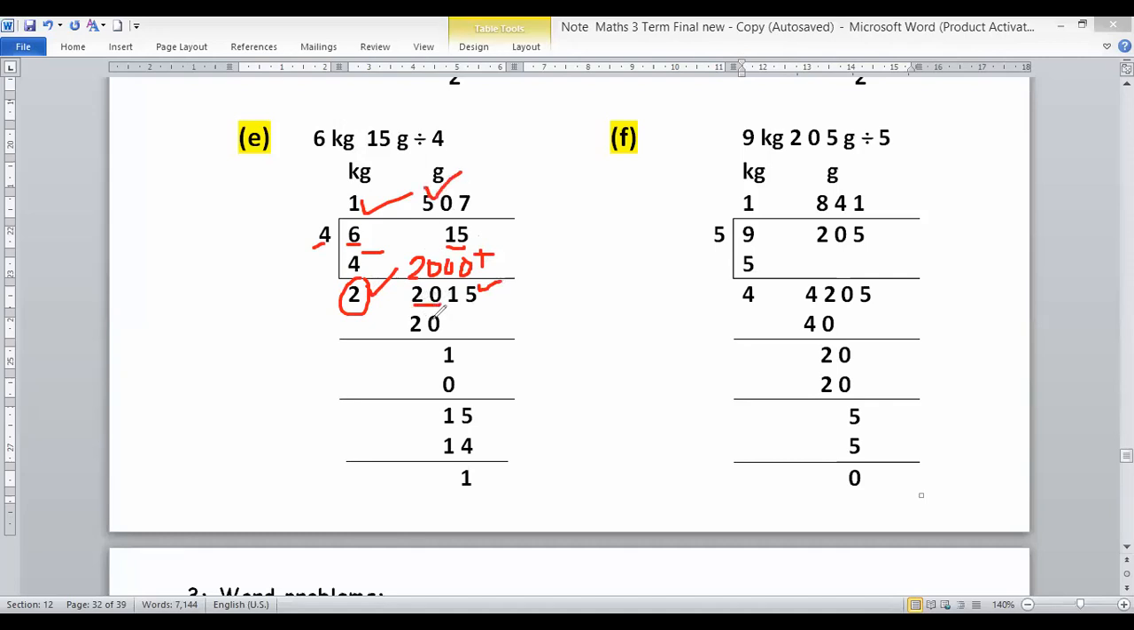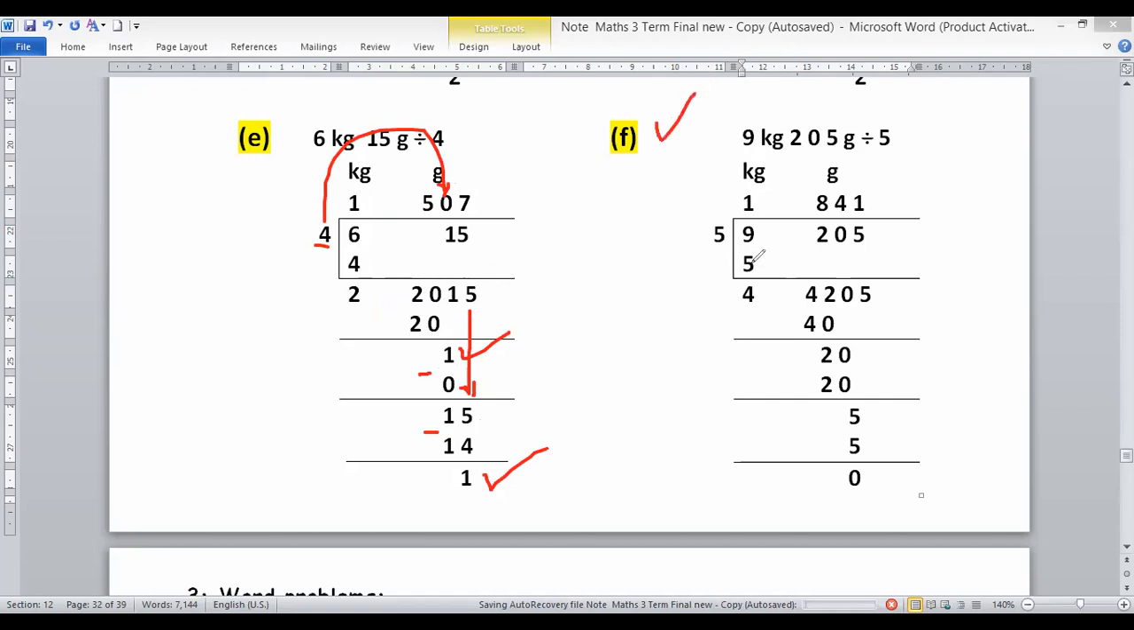4 5s are 20. Then we shift 1 here. 1 is smaller than 4. So you cannot multiply 1 or more than 1. Therefore you have to multiply by 0. 4 times 0 is 0. 1 minus 0 is 1, and then shift this 5. You get 15. 4 threes are 12... 4 7s are 14. 15 minus 14, that is 1.